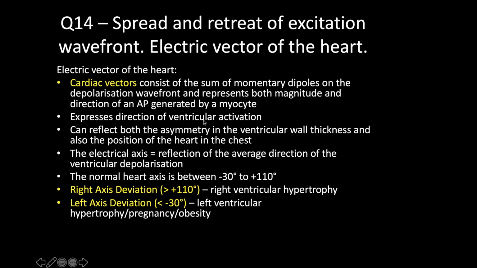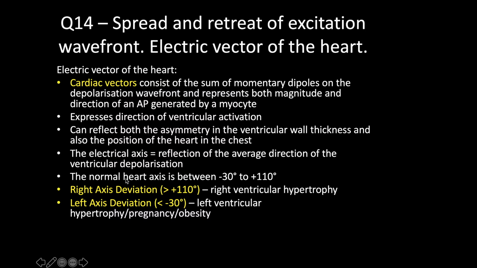And they express the direction of the ventricular activation and can reflect both asymmetry in the ventricular wall thickness and also the position of the heart in the chest. This is very important. An ECG cannot directly show you where the heart is inside the chest, but you can derive it using these cardiac vectors. And I'll show you how you can estimate one later on.